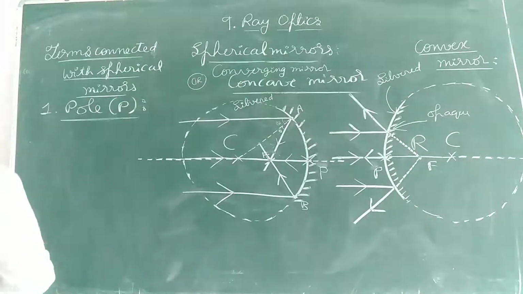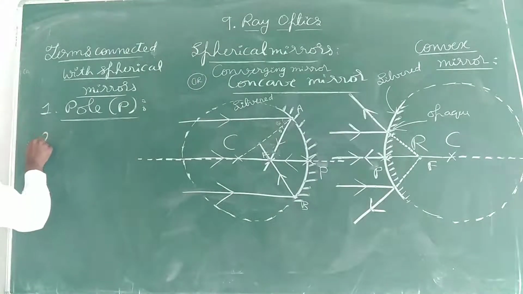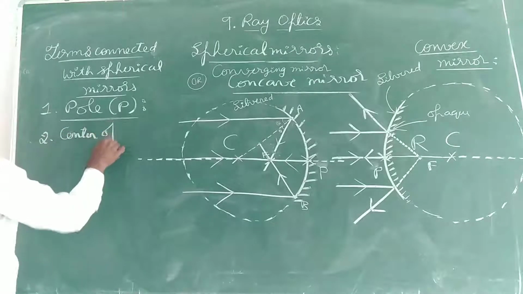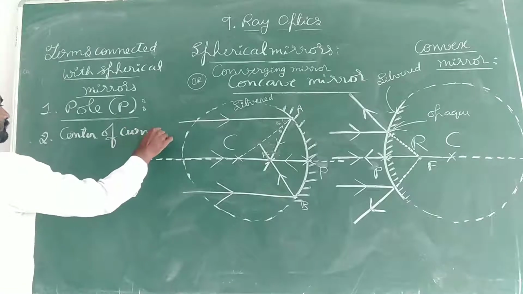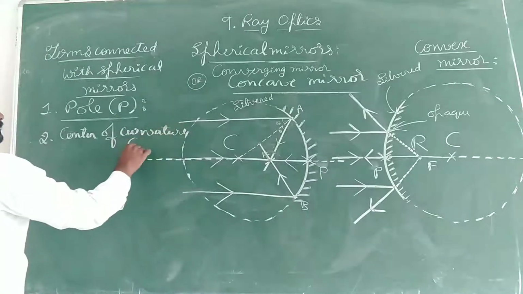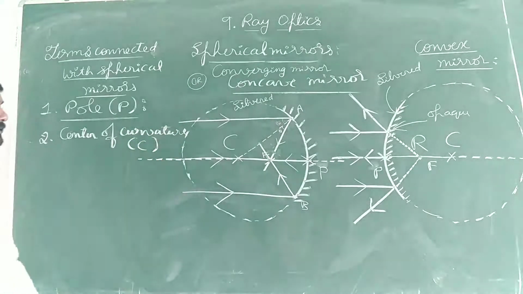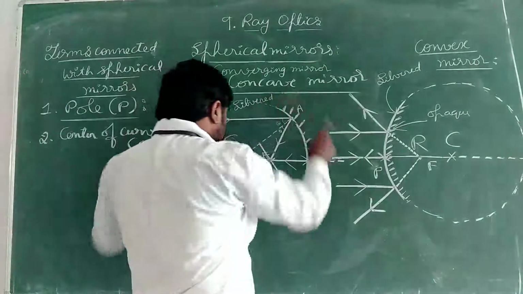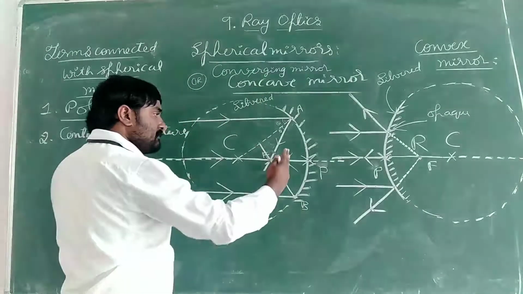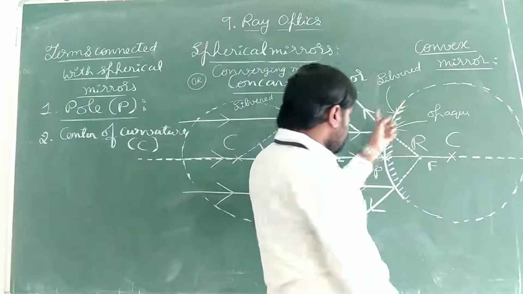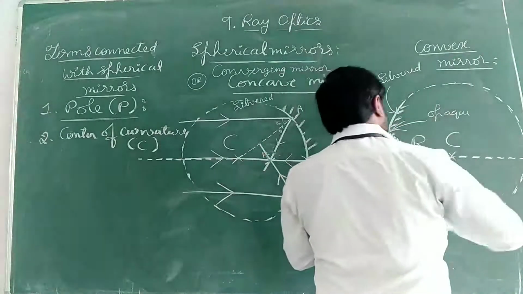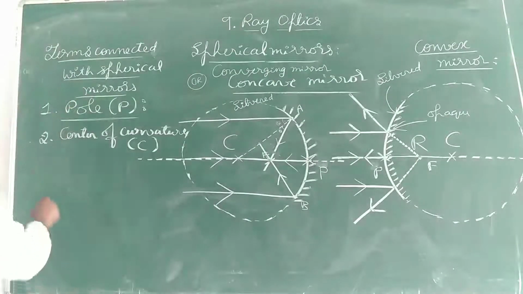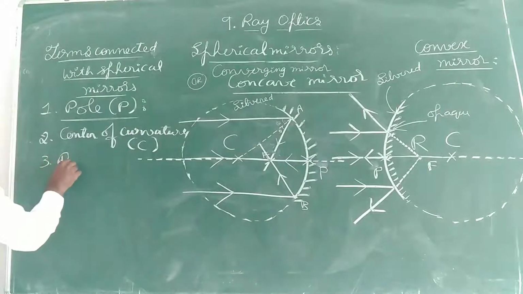The second term is the center of curvature. The symbol is capital C. The center of curvature is the center of the sphere of which the given mirror is a part. The next one is the radius.